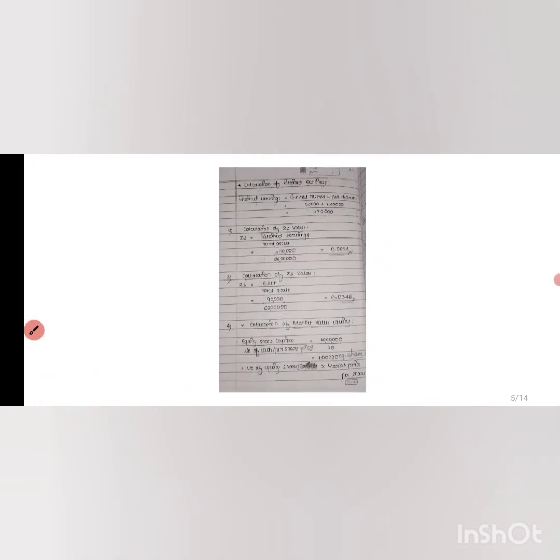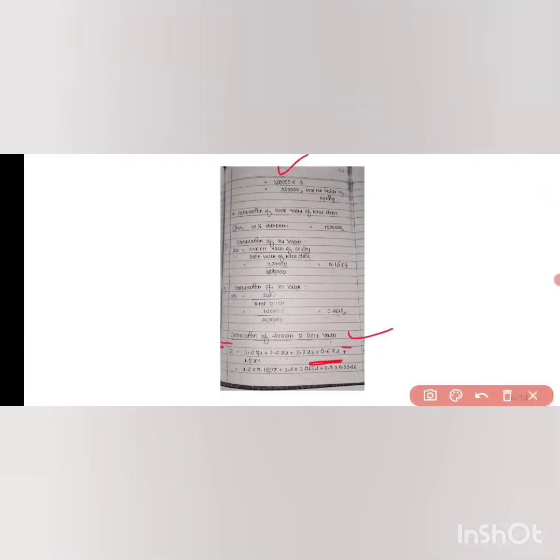Just see here what they have done. Equity share capital is rupees 10 lakh, which has been divided by price per share rupees 10. You get the number of equity shares, right? 1 lakh. So after getting the number of shares, what you have to do? You just have to multiply it by market price per share. So market price per share here is rupees 3, as we know in the question. So 1 lakh into 3, you will get the market value of equity, right?